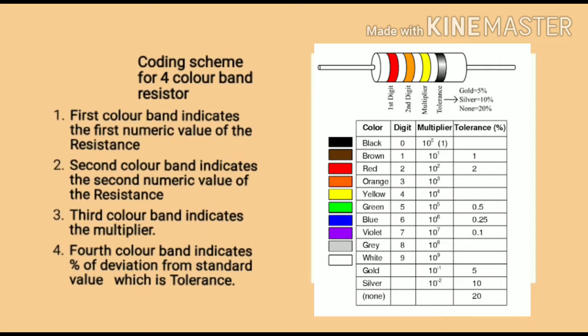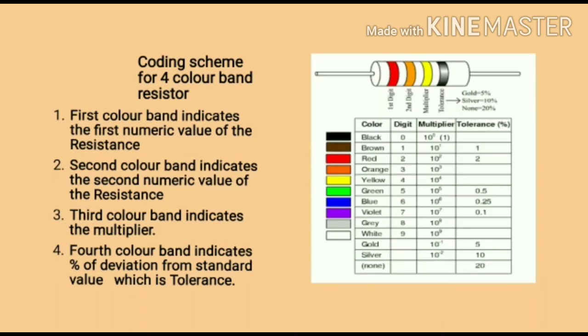Second color band indicates the second numeric value of the resistance. The third color band indicates the multiplier. Fourth color band indicates percentage of deviation from standard value, that is the tolerance.